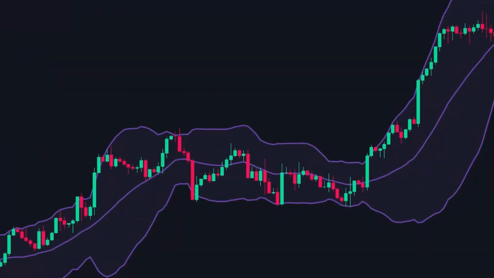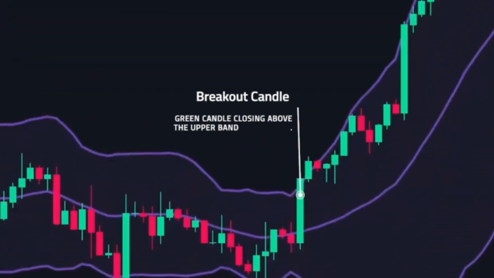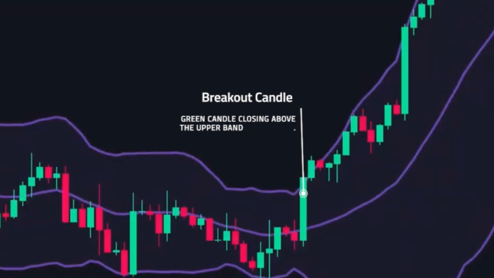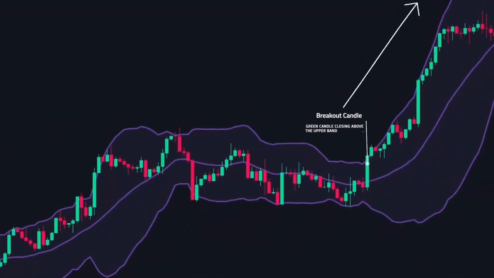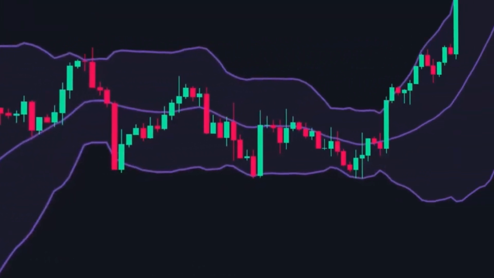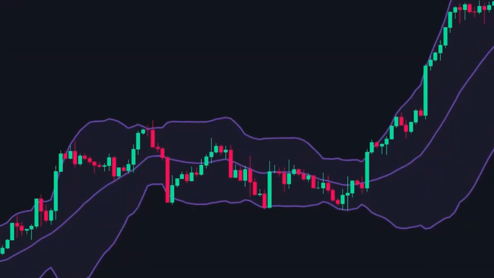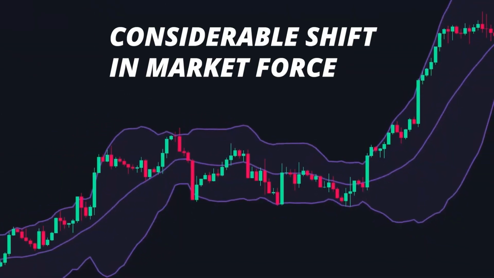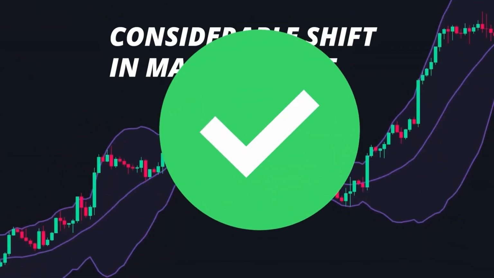For example, if a solid green candle appears and closes above the top band, it implies strong market momentum. Because the price normally remains within the Bollinger Bands, such a breakout indicates a considerable shift in market force, making this a valid breakout scenario.